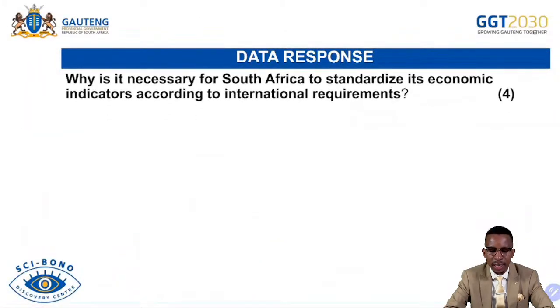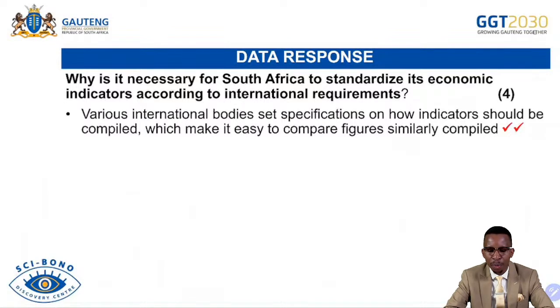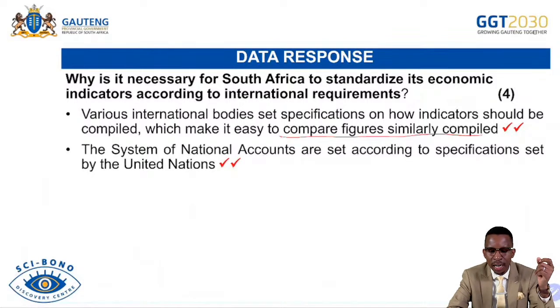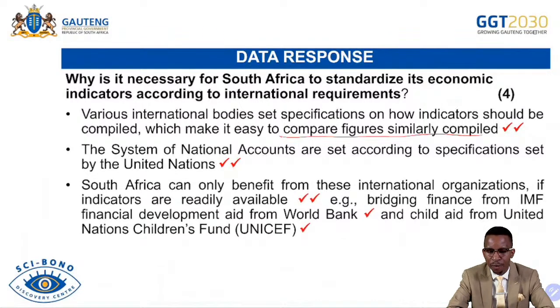And then, why is it necessary? We continue again with the question. Various international bodies set specifications on how indicators should be compiled, which makes it easy to compare similarly compiled figures. So if the country is complying with the benchmark set internationally, it will be easy for the country to be well compared in terms of economic and social indicators. The system of national accounts is set according to the specifications set by the United Nations. South Africa can only benefit from these international organizations if indicators are readily available, for example bridging finance from the IMF, financial development aid from the World Bank, and child aid from the United Nations Children's Fund, UNICEF.